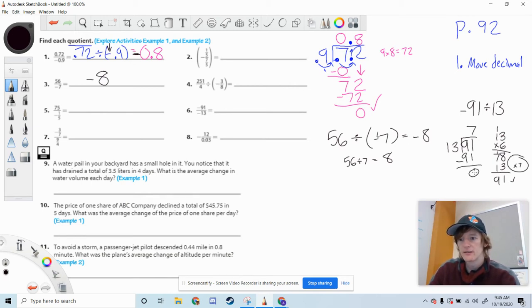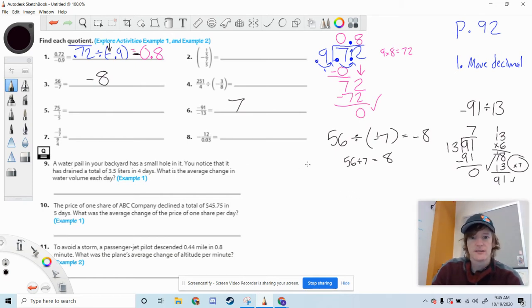91, subtract, done. Okay. So let's check this out. We've got 7. We've got a problem with negative on the numerator, negative on the denominator. We've got negative divided by negative. Those two negatives are going to cancel. It's going to give us a final answer of just 7, positive 7. Let's go ahead and do number 8.